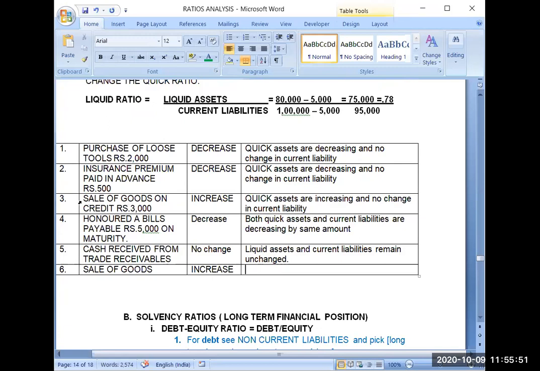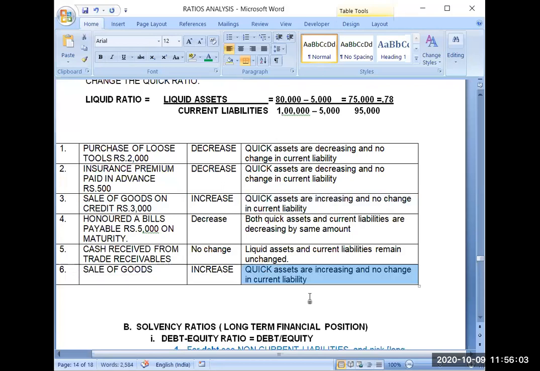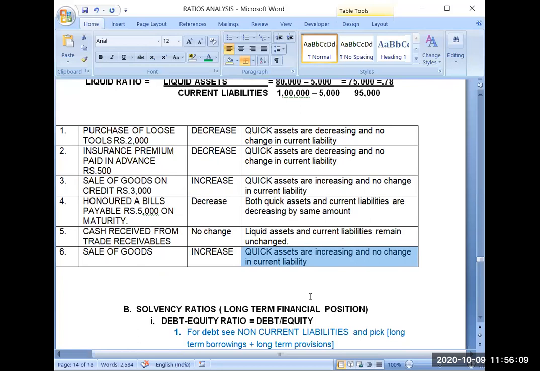So here you have sold goods for credit and here you have sold goods for cash. So you can give the same answer. Quick assets are increasing and no change in current liability. So I hope this topic is also clear. That way we have completed the two ratios, current ratio and liquid ratio.